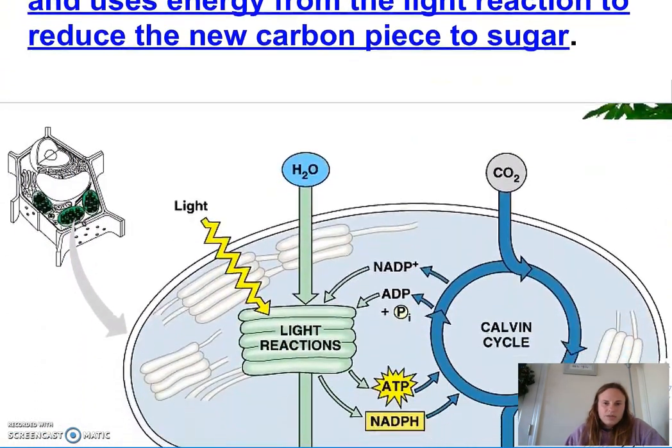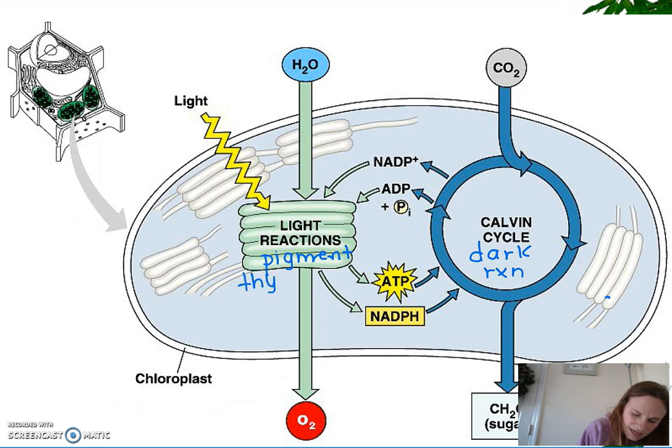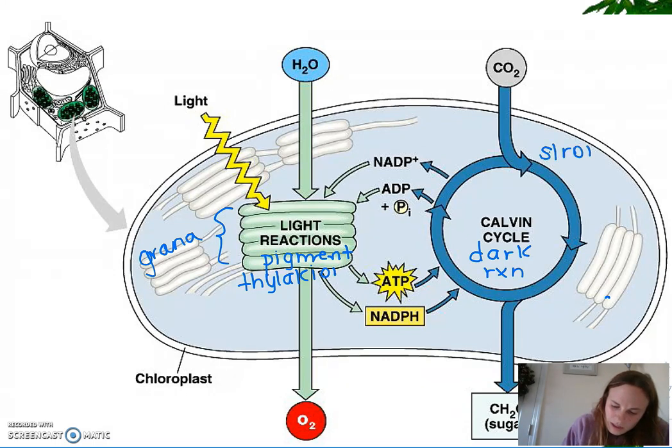So let's take a look at these overall reactions known as the light reaction and the dark reaction. So the light reaction requires pigments, which are going to be found in the thylakoid. Now, if I take stacks of thylakoids, that's going to form the grana. Whereas the Calvin cycle takes place in the stroma, which is similar to the matrix in the mitochondria. It's that liquid portion.